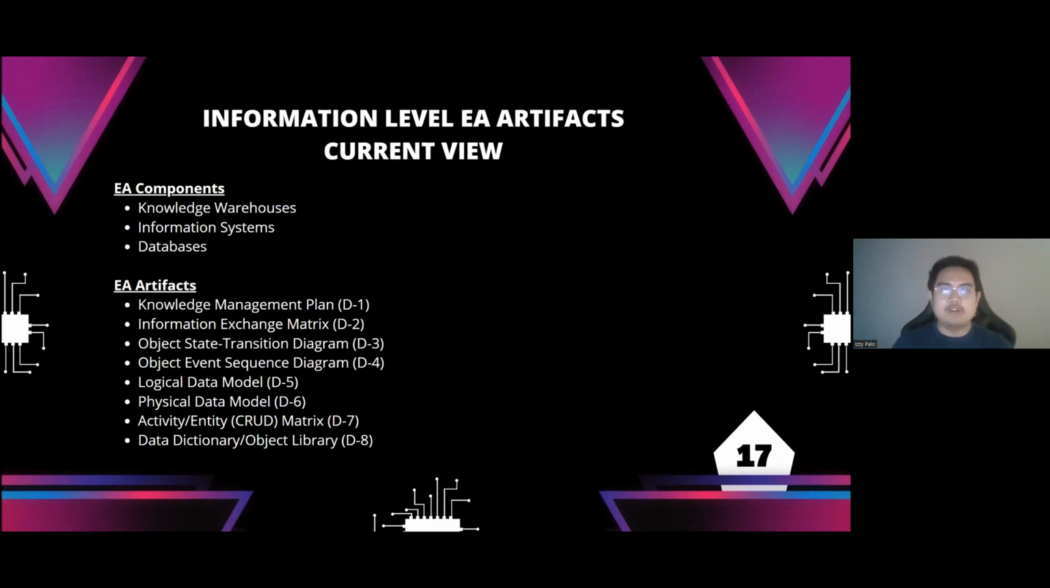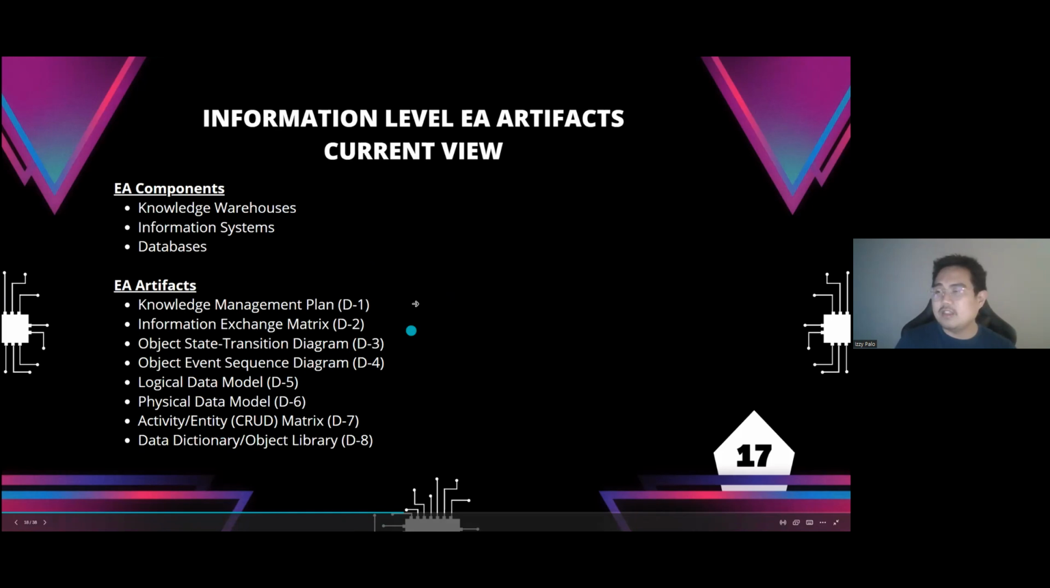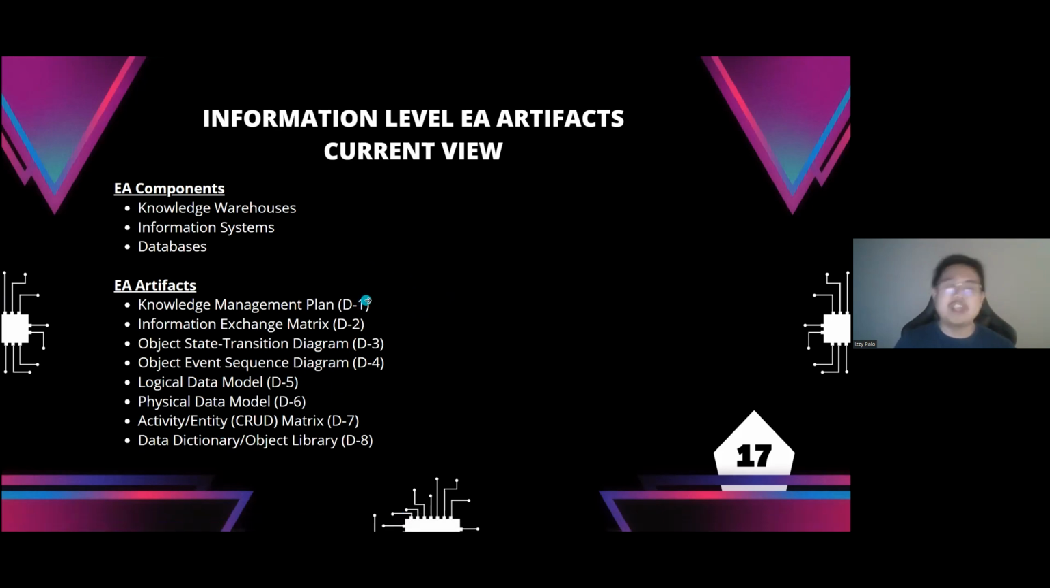So we also have information level EA artifacts. So these are the components for that. So we have knowledge warehouses, information systems, and databases. And these are the artifacts that we need to formulate for our EA.